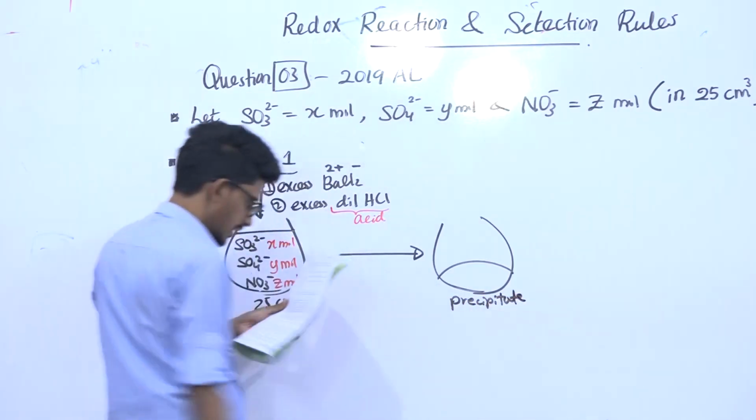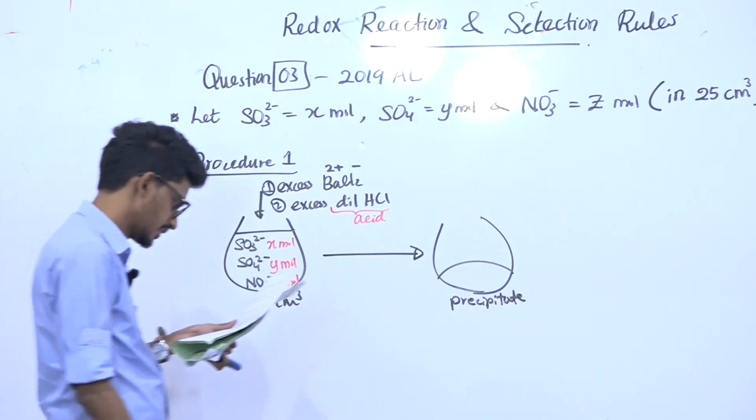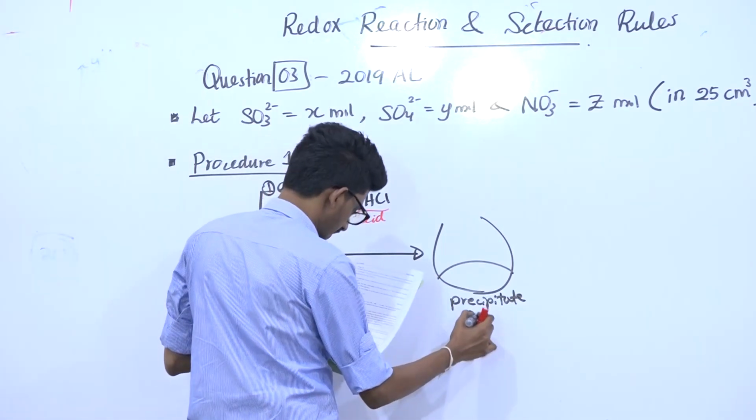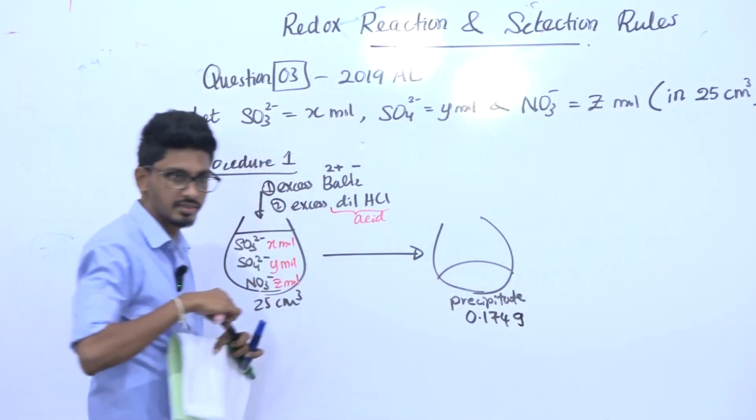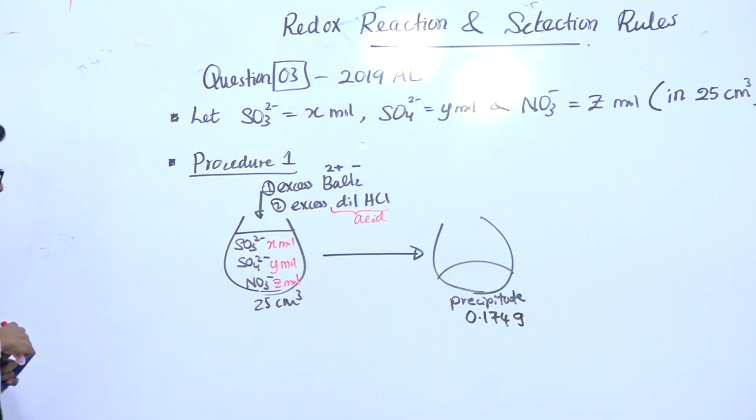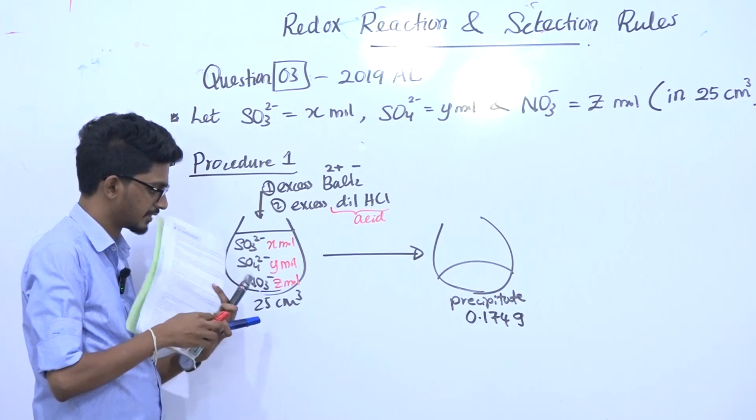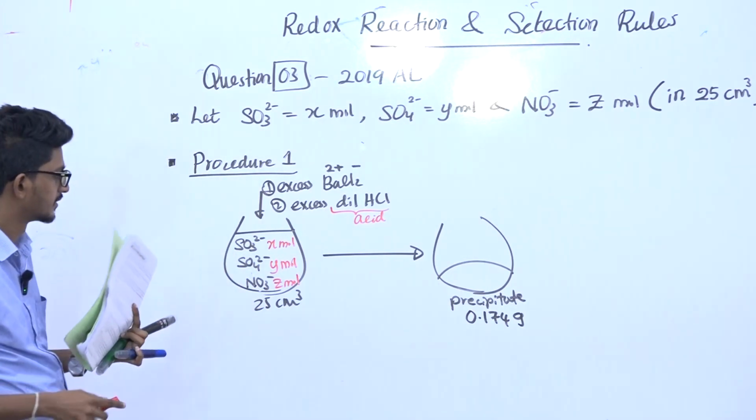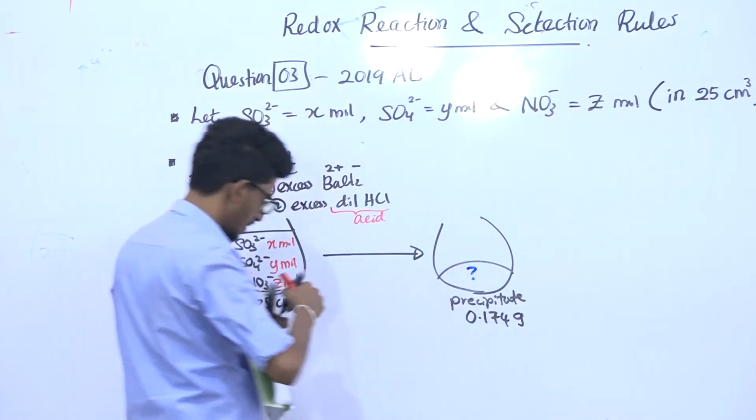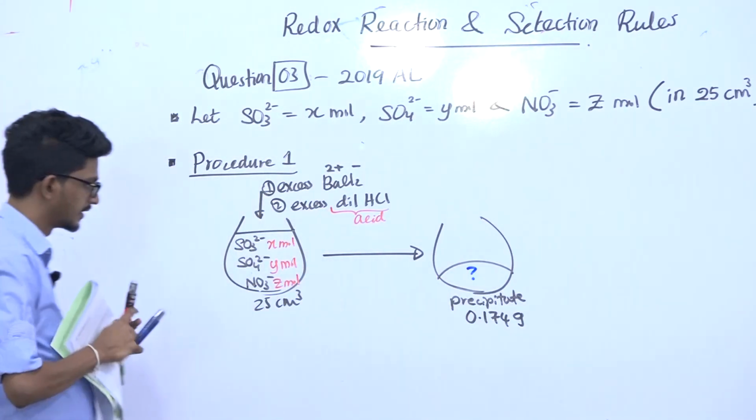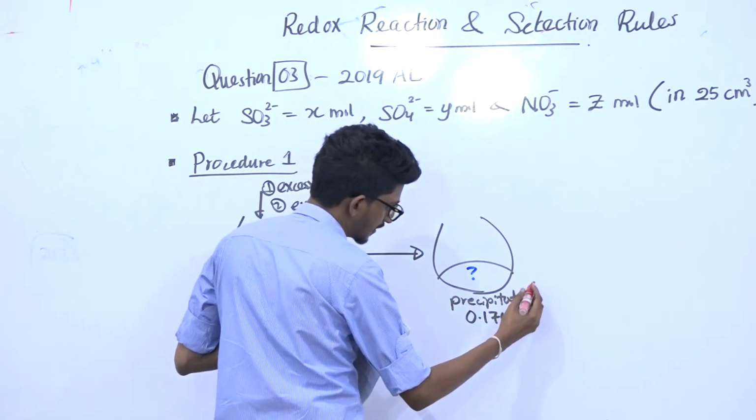Precipitate was obtained and the dry mass was weighed. We got the dry mass, which is 0.174 grams. Right? Alright, so what are the possibilities? Let's think of this one. So this is your data point. Precipitate mass is always a data point.